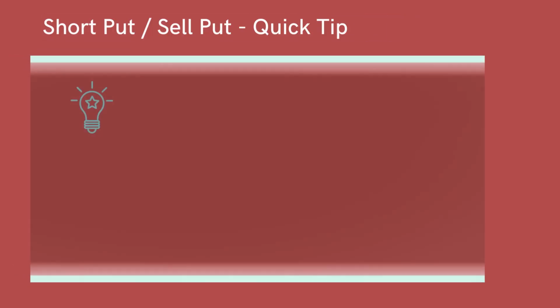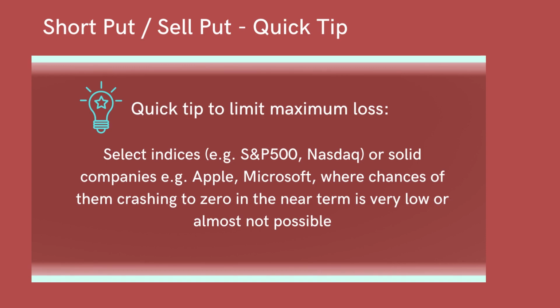Okay, here's a quick tip to limit your maximum loss, and that is to select indices of solid companies like Apple, Microsoft, etc., where the chances of them crashing to zero in the near term is very low or almost not possible. Alright, moving on, of course there is a scenario 3, which is the break-even scenario, and as shared earlier, it's a waste of time scenario, so let's not waste time covering it again.